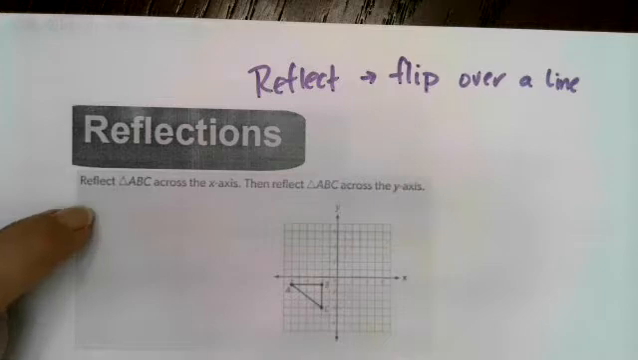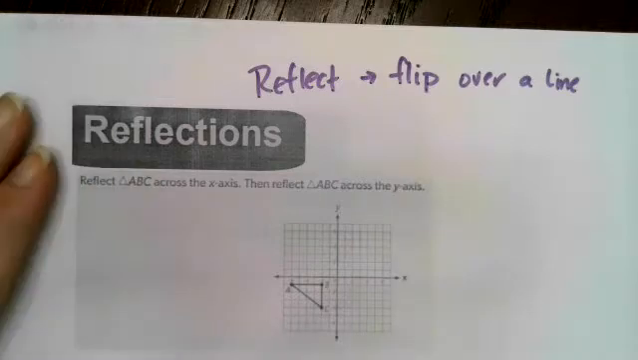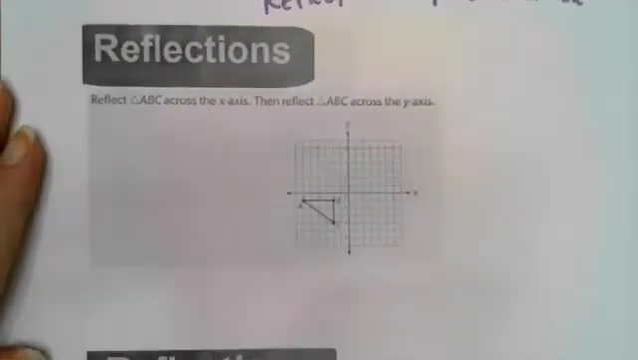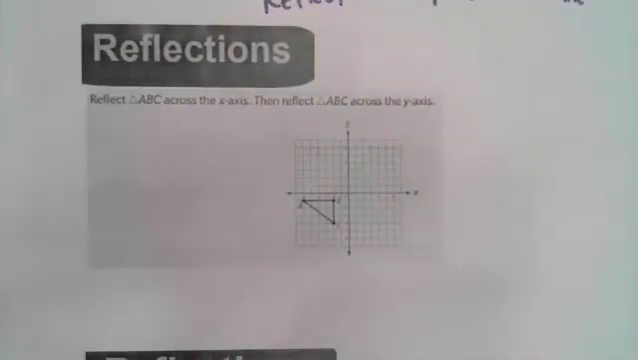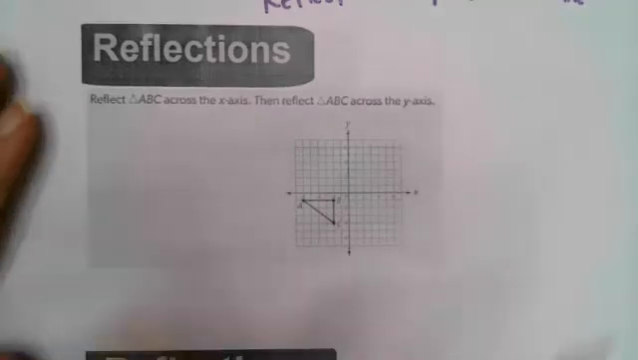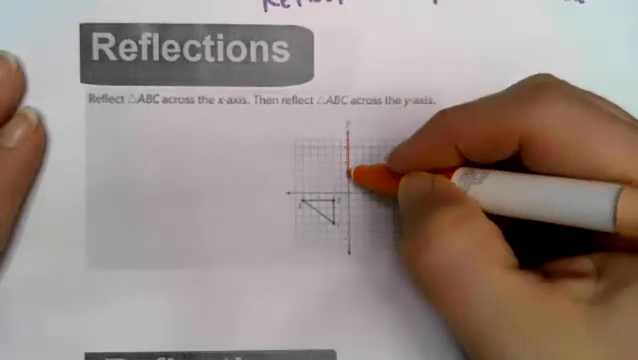Something to point out with reflections, the line always goes halfway in between the points. So here I'm starting with triangle ABC. I'm going to reflect it across the x-axis. So I always like to identify my line of reflection. So sorry, I said x, it's actually the y-axis. So the y-axis is my vertical line.